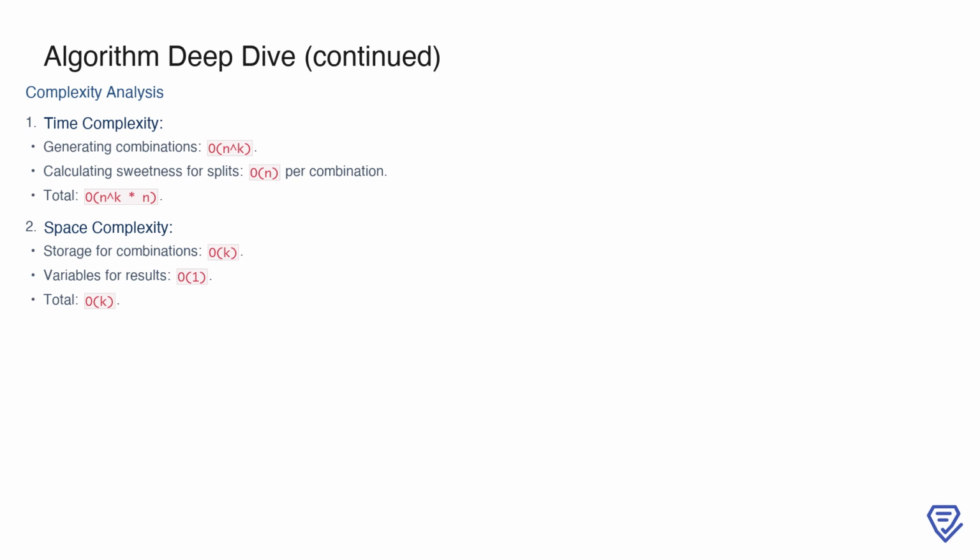On the space side, we need to store the combinations, which requires k space, and we use a few variables for tracking results, which adds a constant space requirement. Therefore, the total space complexity is k. While this analysis highlights the inefficiency of the brute force method, it also underscores why optimizations like binary search and greedy algorithms are essential for solving the problem efficiently at scale.